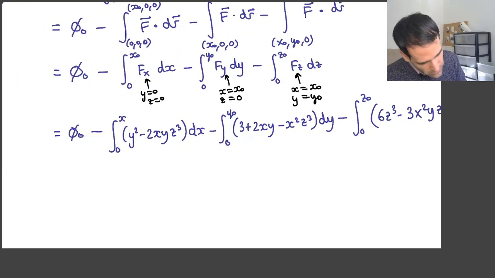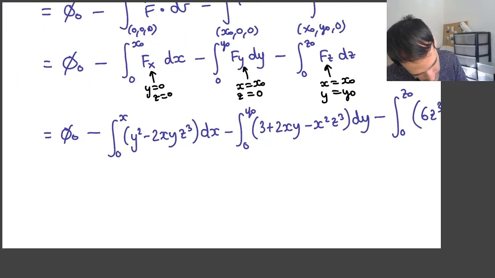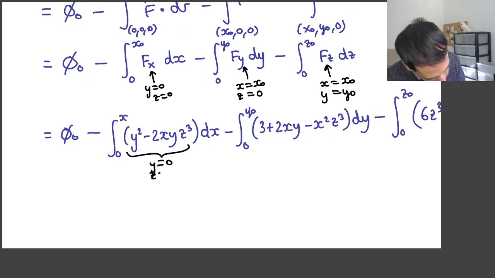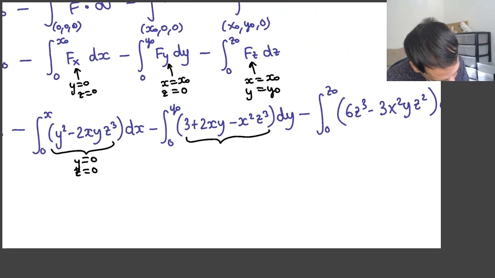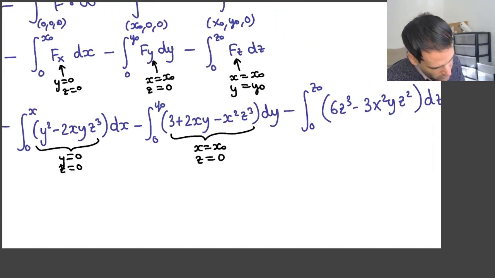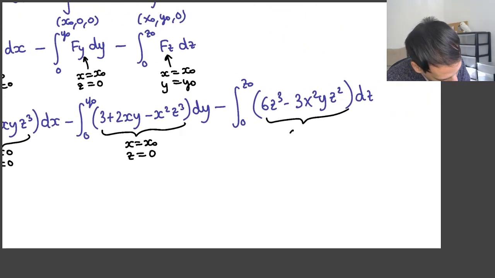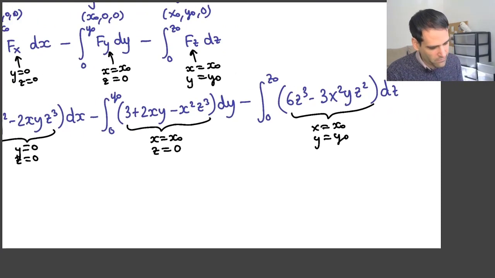But now we need to substitute these things that I wrote here. So we need to make y equals 0 and z equals 0 in this first integral, because those are the constant values of y and z. We need to make x equals x0 and z equals 0 in this second integral, and we need to make x equals x0 and y equals y0 in this third integral.